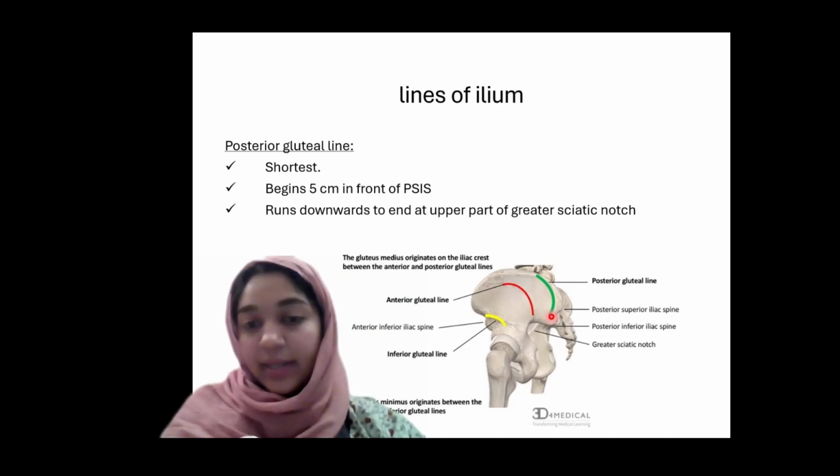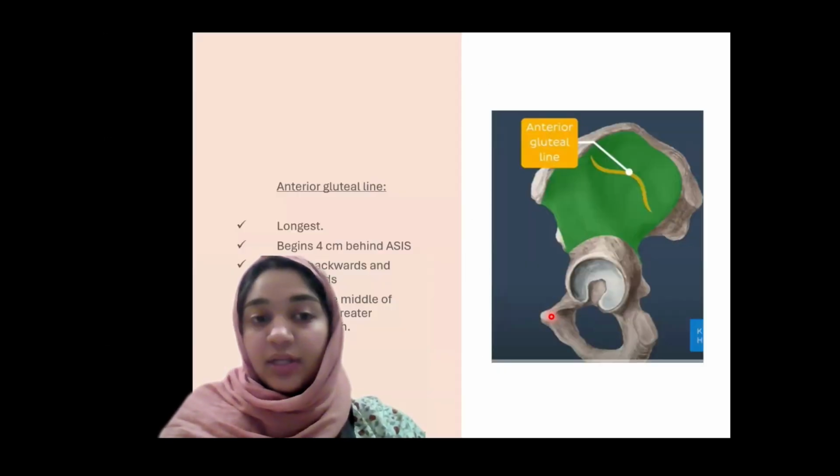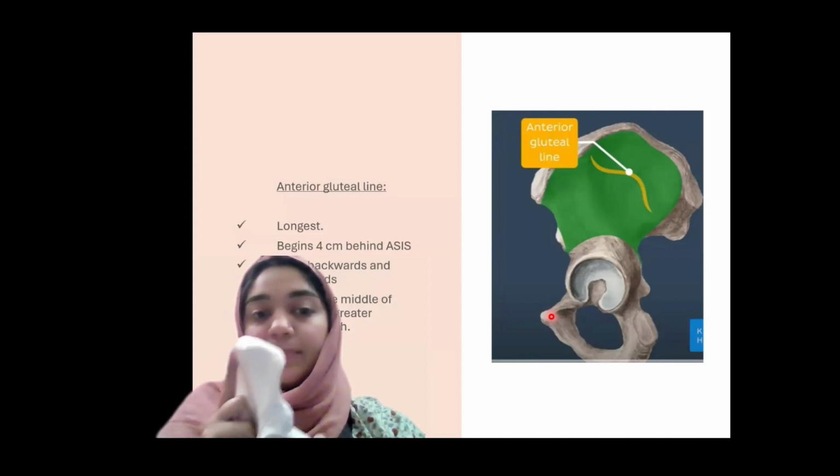It's called the posterior gluteal line. Next is the anterior gluteal line. This is the longest, and it begins behind.